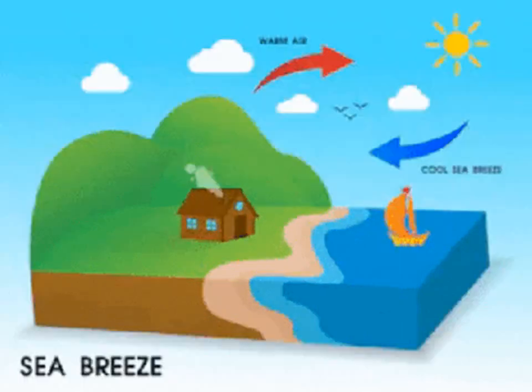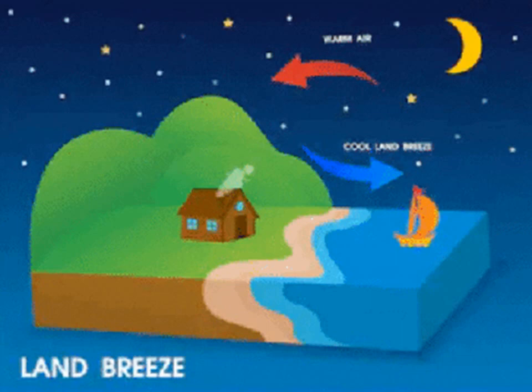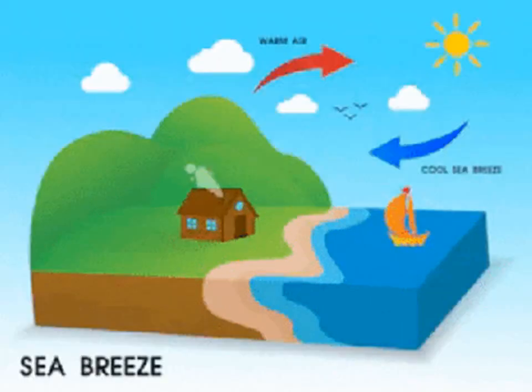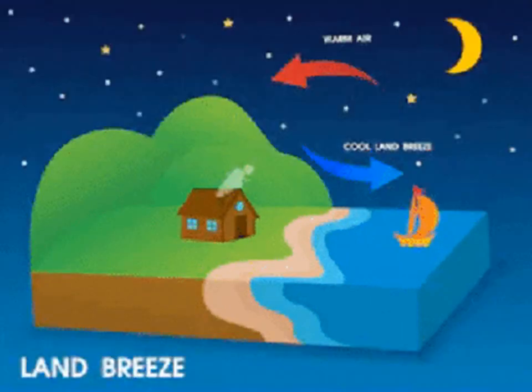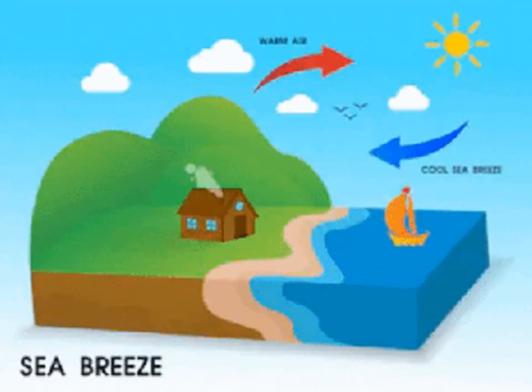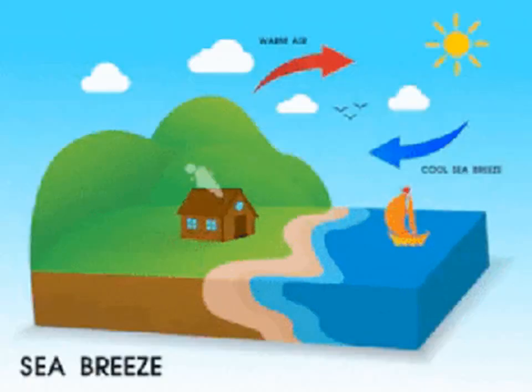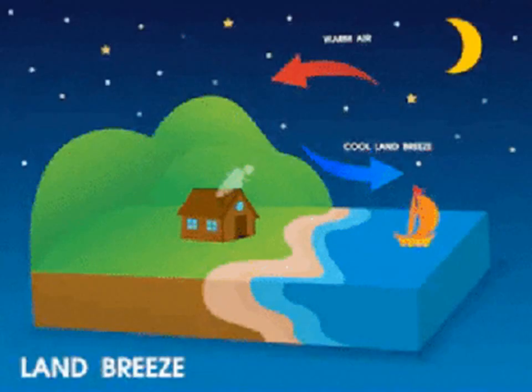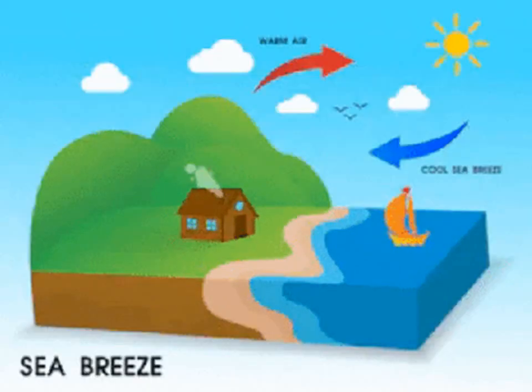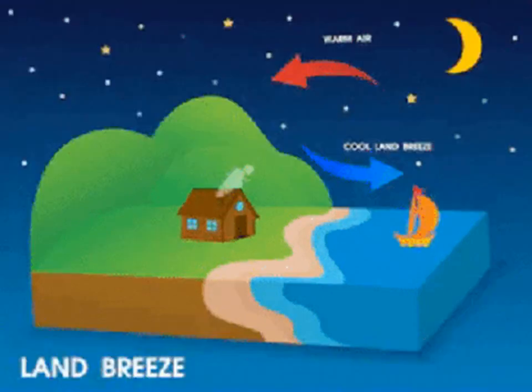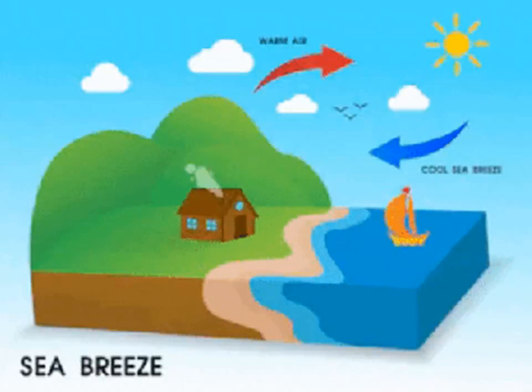Now land breeze. During night the land cools down much faster than the sea. So the air above the land cools faster than the air above the sea. The warmer air above the sea rises up and the cooler air above the land rushes to take its place. And this cool air that moves from land towards the sea is called land breeze.